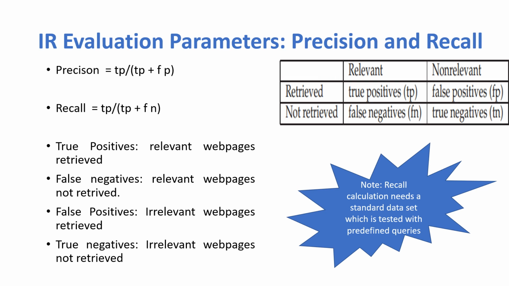False positive means irrelevant web pages retrieved. The positive here means they were retrieved, but they were false. That's how it should be understood. Irrelevant web pages that are retrieved, that is false positive. True negative is irrelevant web pages that are not retrieved. Those are irrelevant and not retrieved, so they are not of concern at all in precision and recall. This is how we evaluate the information retrieval system. And this is about the information retrieval system, just an introduction about how Google works. Thank you.